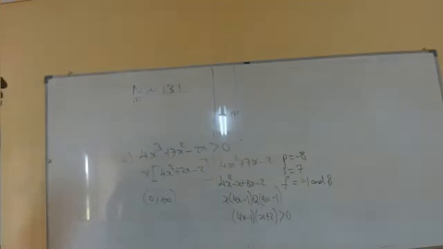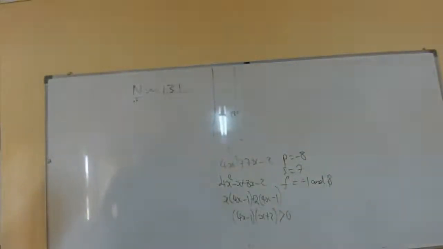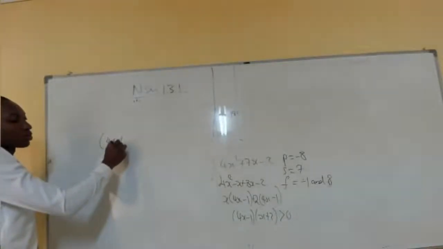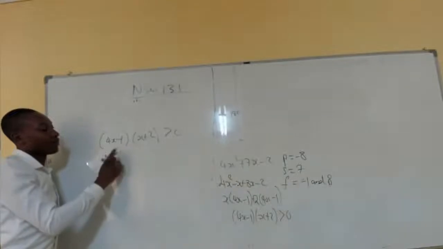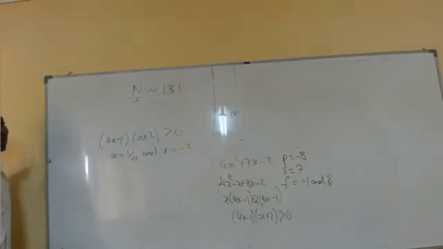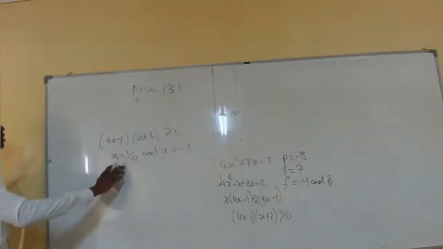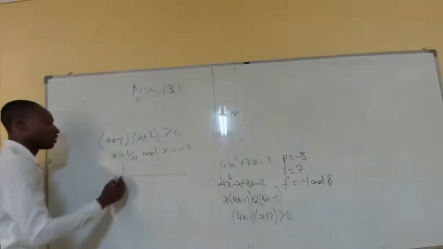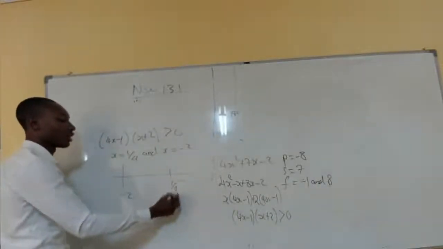From this, what are the x values in question? You have 4x minus 1, x plus 2 is greater than 0. What if it was an equal sign? We'll have x equal to 1 over 4 and x equal to negative 2. If we equate this to 0, we'll have x is equal to 1 over 4 and x is equal to negative 2. These are now my boundary values, so we have 1 over 4 here and negative 2 here.